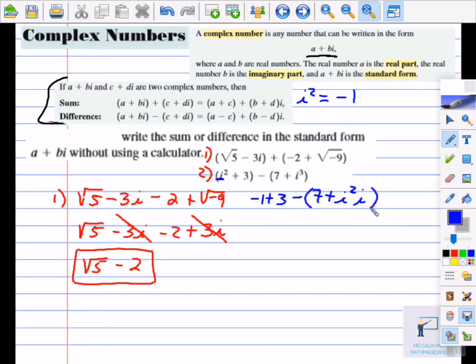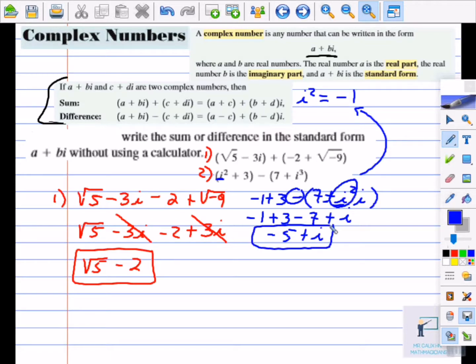If you start evaluating this, this is negative 1 plus 3 minus 7 times i squared times i. This here, we said that becomes negative 1. And negative times positive is negative, and then you multiply times negative here, it would be positive i. Now, with that, you start evaluating. Negative 1 plus 3 minus 7 is negative 5 plus i. This is your answer. With this, we're going to continue with the next part of the video.